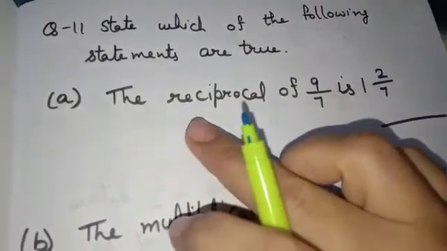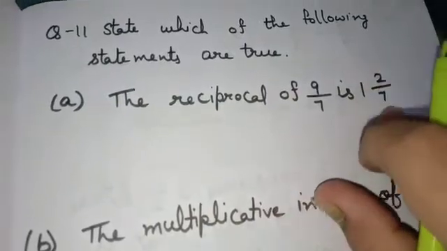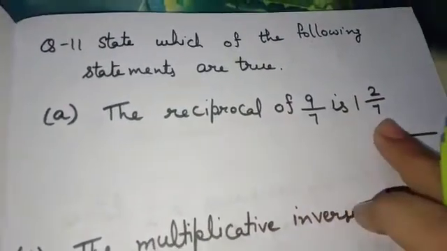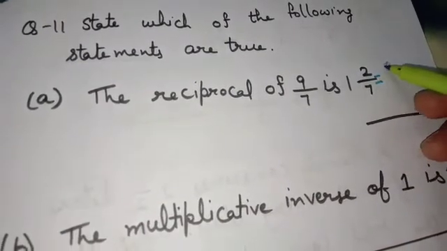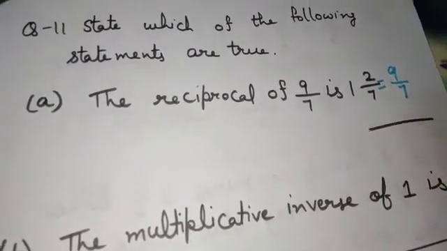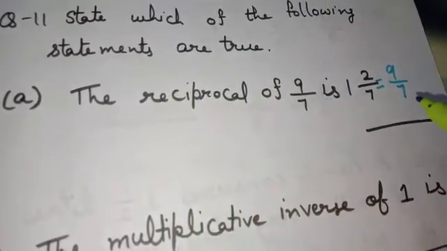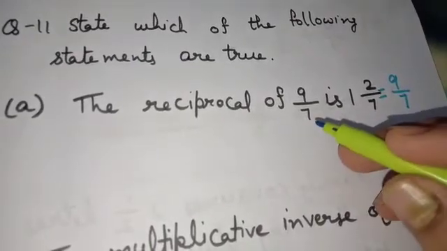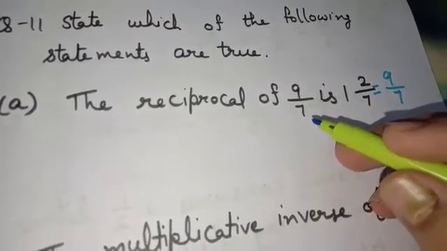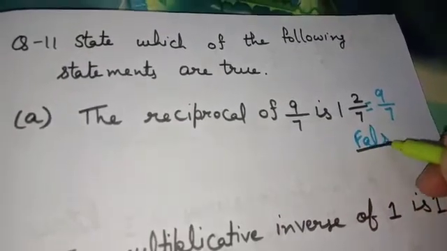For example, A part: the reciprocal of 9 by 7 is 1 2 by 7. Okay, first of all solve this mixed. It will be 7 ones are 7 plus 2, 9 by 7. Now read the statement carefully. The reciprocal of 9 by 7 is 9 by 7. Tell me, is it true? No, because the reciprocal of 9 by 7 is 7 by 9. So the statement is false.